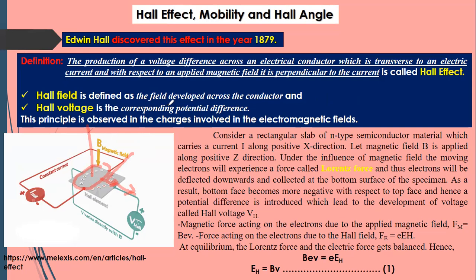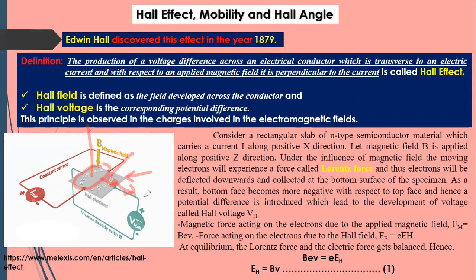So here I have mentioned the definition. The Hall field is the field developed across the conductor. Across which conductor? This is the conducting material, and across the conductor the Hall field develops, due to the electron charge and positive charge, and how the electron and positive charge were created, I have already explained.